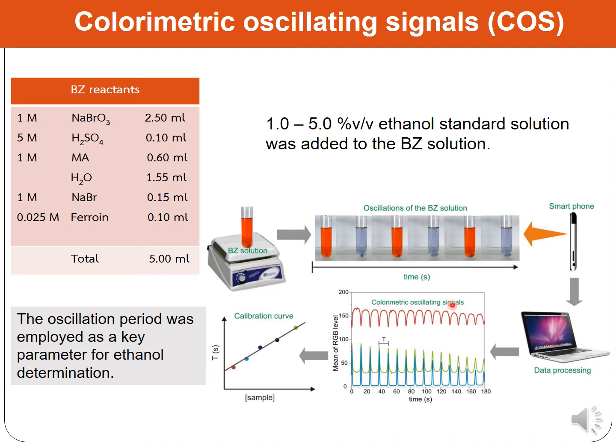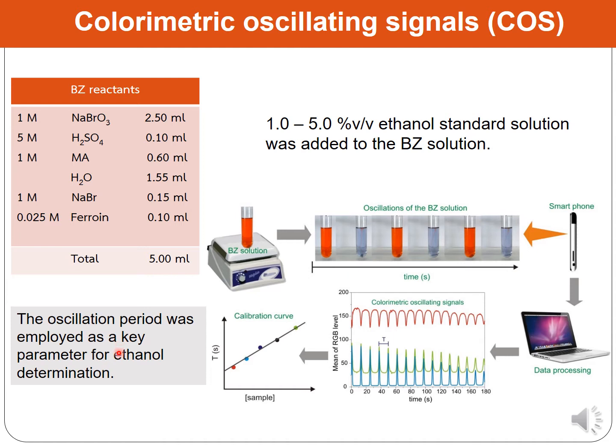The key parameter in the colorimetric oscillating signal is the oscillation period. You can see this parameter T, which is the time interval between two oscillation peaks. This interval is called the oscillation period. This would be the key parameter for ethanol determination.